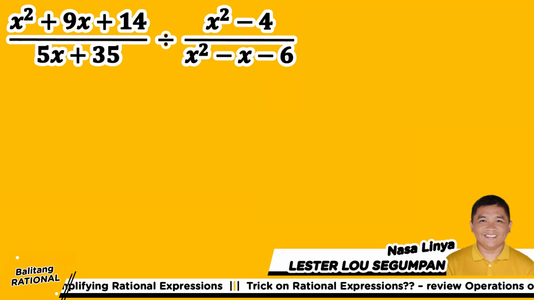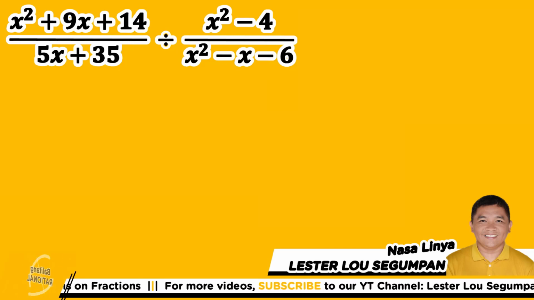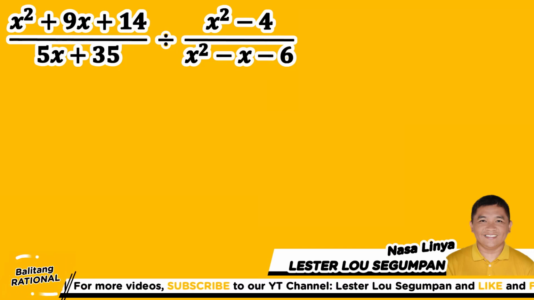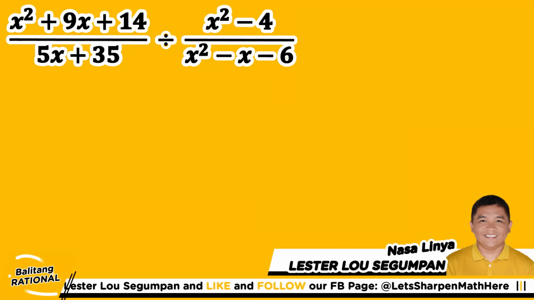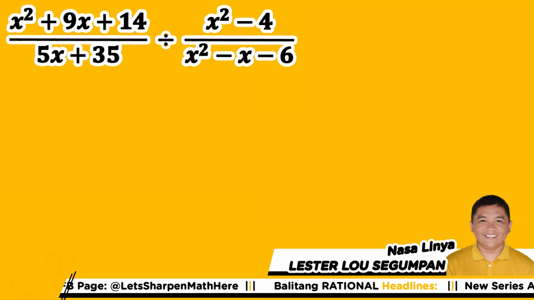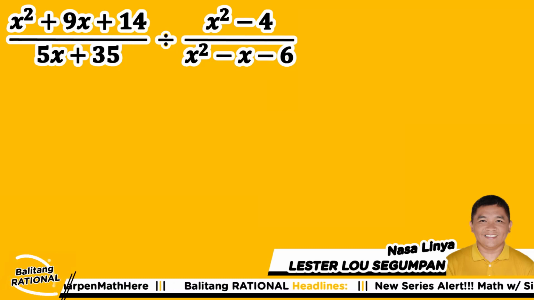We have our first rational expression that in terms of our division, tinatawag nating dividend, the x squared plus 9x plus 14 all over 5x plus 35. And yung pangalawang rational expression, we call it divisor, x squared minus 4 all over x squared minus x minus 6. Here we are going to first transform the operation into multiplication. Why? So that we have an easier attempt later on in giving the final or simplified form of this expression.